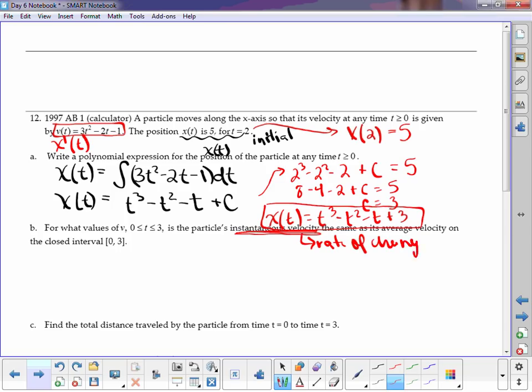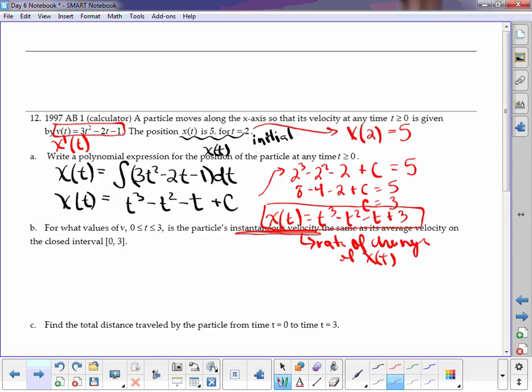Change of position would be the instantaneous slope, or the derivative of f of t. So just be careful there. Instantaneous velocity is the actual v.